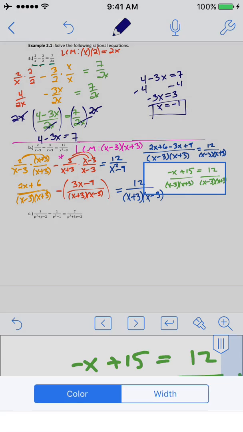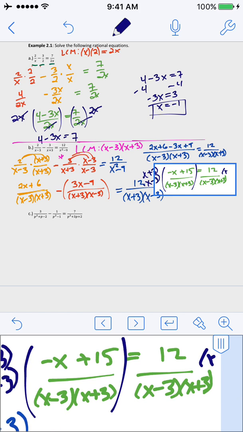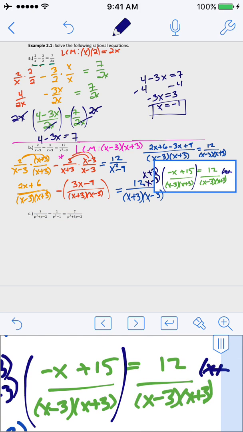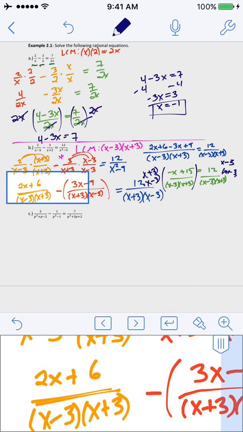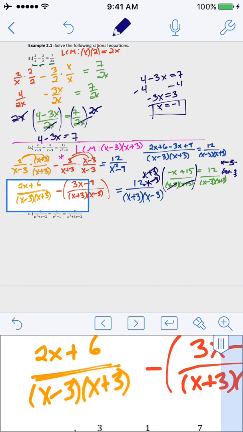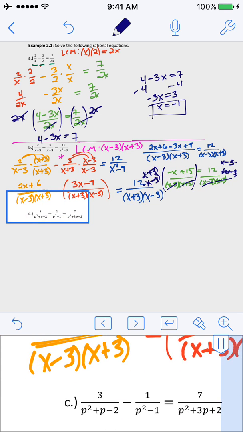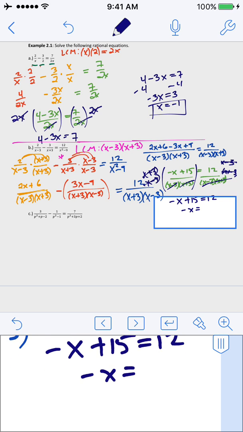Now I'm going to do the fancy step. The reason we wanted the denominators the same is because then I can multiply x plus 3, x minus 3 to both sides. They cancel, cancel, cancel, right? And so I'm just left with the numerators. Negative x plus 15 is equal to 12. Negative x is equal to negative 3. X is equal to 3.